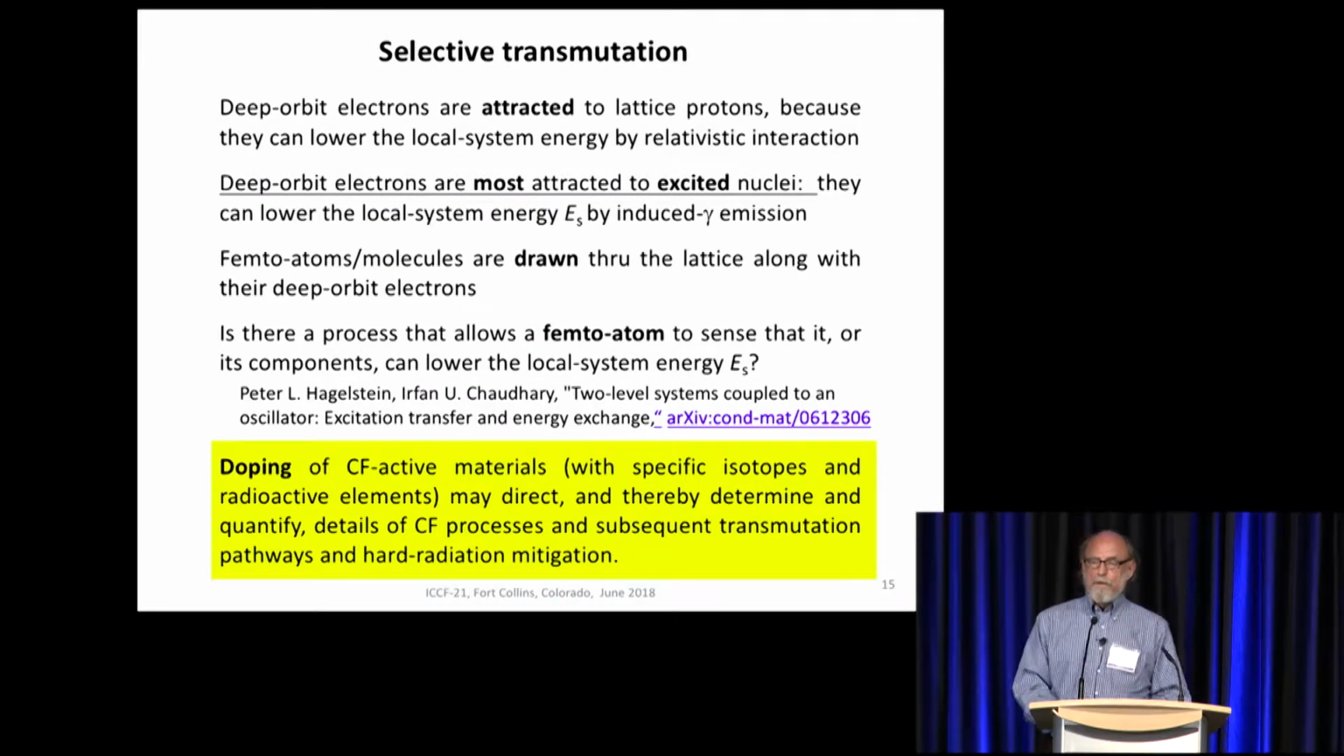So how does this lead us to selective transmutation? We've stated that the deep orbital electrons are attracted to lattice protons, but because they're so tightly attached to the nucleus, they're dragging the whole femto-atom into the other lattice nuclei. And they're most attracted to the excited nuclei because now you have energy transfer on a major level. You can go ahead and lower the energy of the system by a great deal.